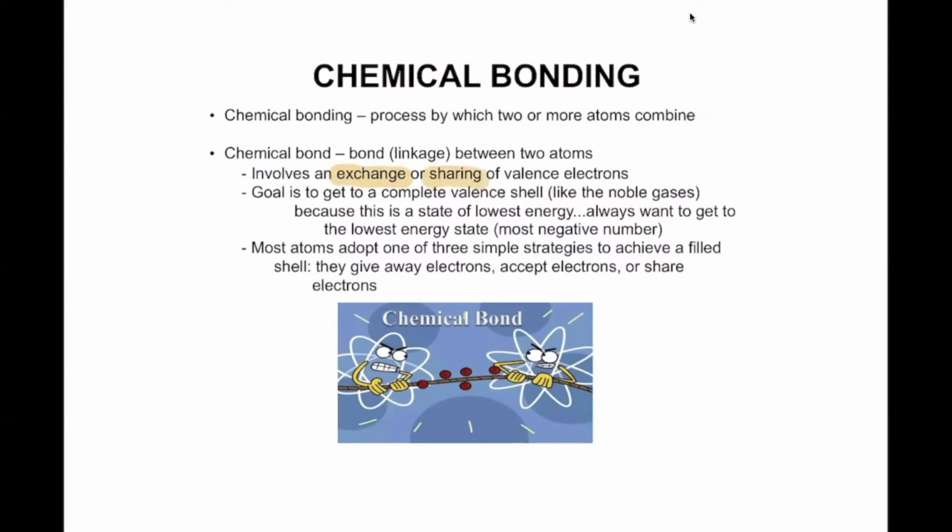of valence electrons. The goal of every atom in making a molecule is to get a complete valence shell, 8 electrons in most cases, 2 in some cases. They want to be just like the noble gases because that is the lowest energy state, and so they always want to get to the lowest energy state. Most atoms adopt one of 3 simple strategies to achieve filling the shell. They either give away electrons, they accept electrons, or they share electrons.